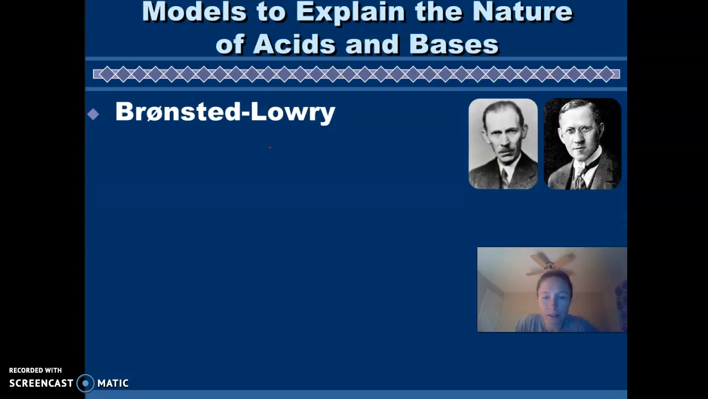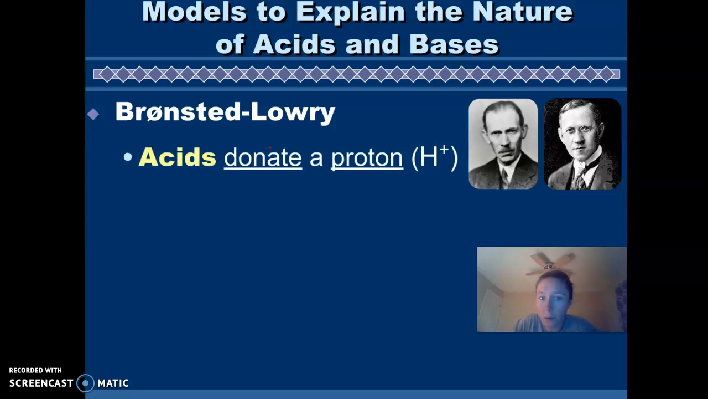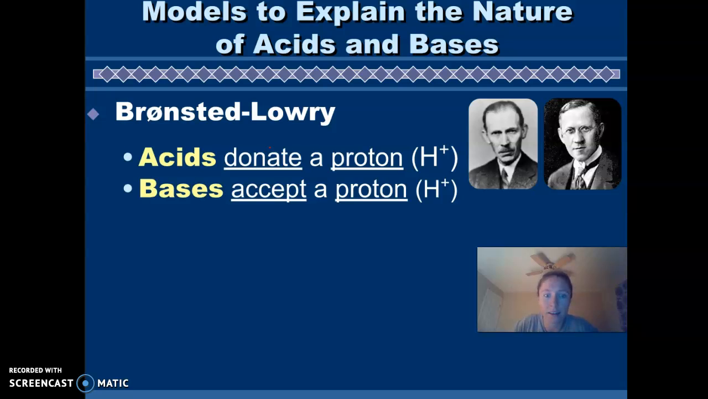So in the Bronsted-Lowry definition of acids and bases, there is one thing that stays the same. Acids are still the guys that are giving H plus ions. So anything with an H plus ion is still the acid. The difference is that the base is the thing that accepts the proton. So it doesn't have to be hydroxide anymore. It just has to be something that takes that H plus ion.